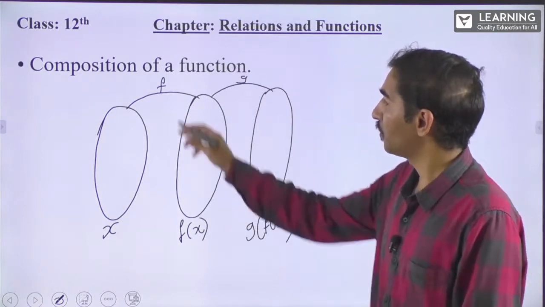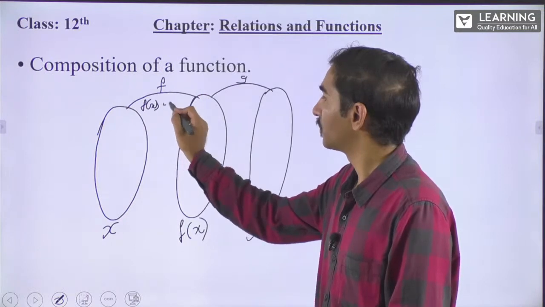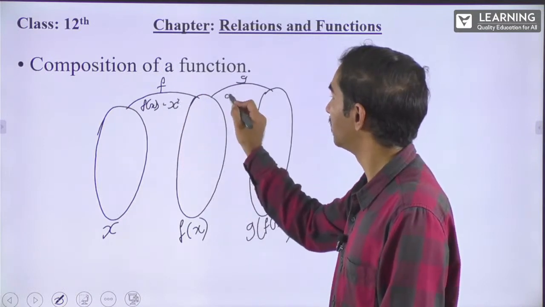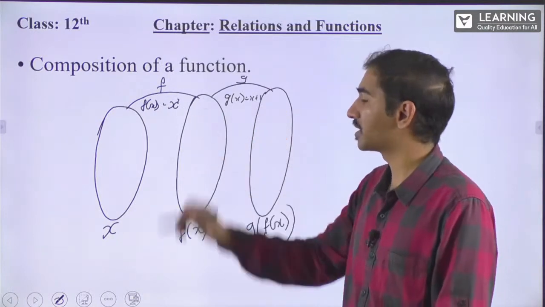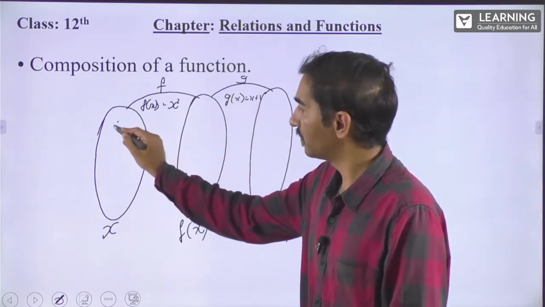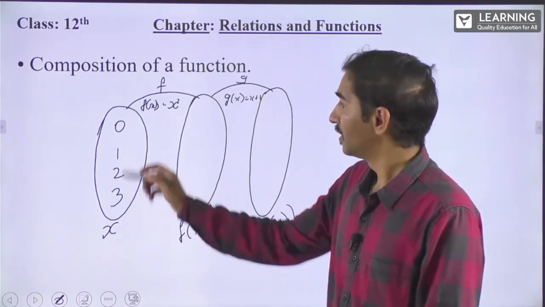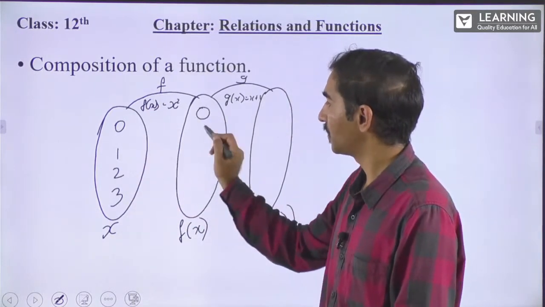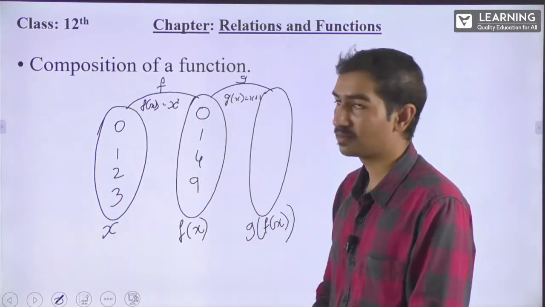Now what is f defined by? f of x is equal to x square, and g of x will be equal to x plus 1. So let's write down the elements here. We'll take very few elements: 0, 1, 2, 3. What is 0 square? 0. 1 square is 1. 2 square is 4. 3 square is 9.